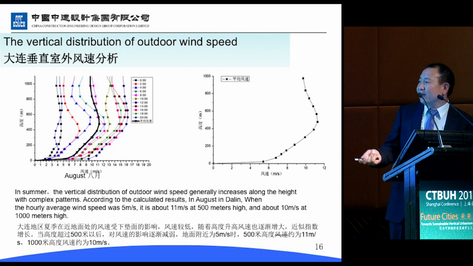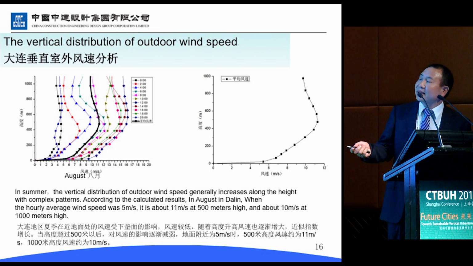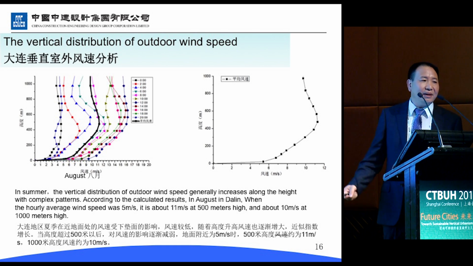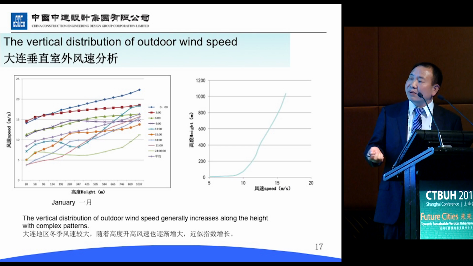So it's quite an interesting change. Different heights may have different wind speeds, and this at least is the data in August. So again, above 500 meters, wind speed reduces. This gives us some important data for us to design the air conditioning system.